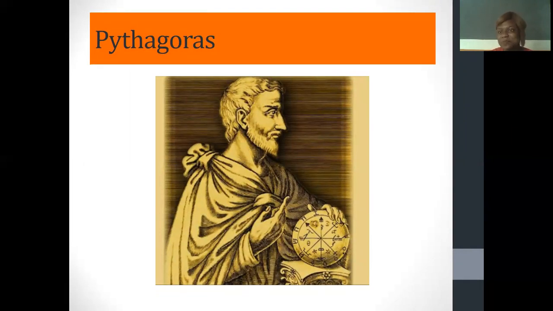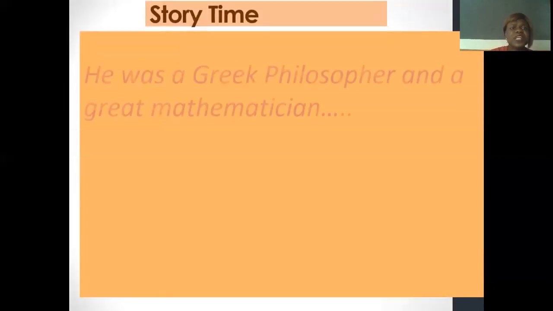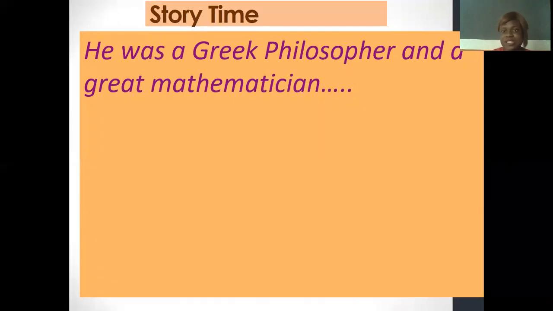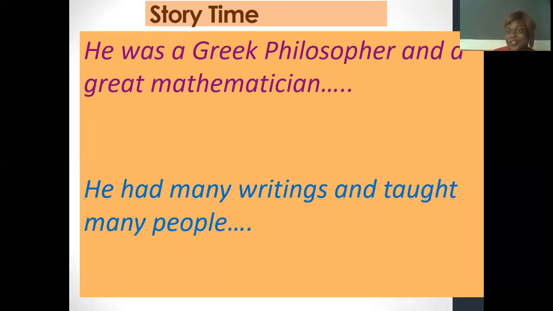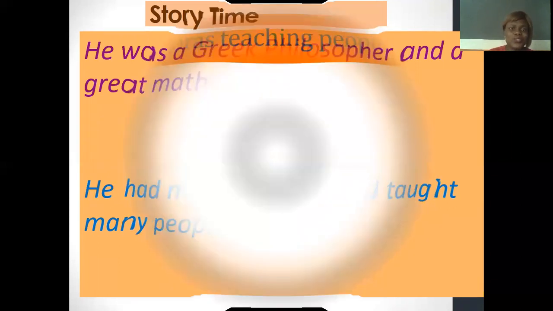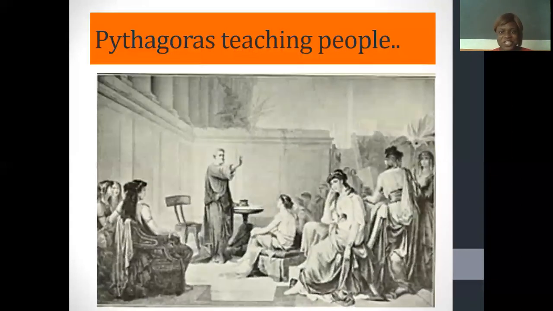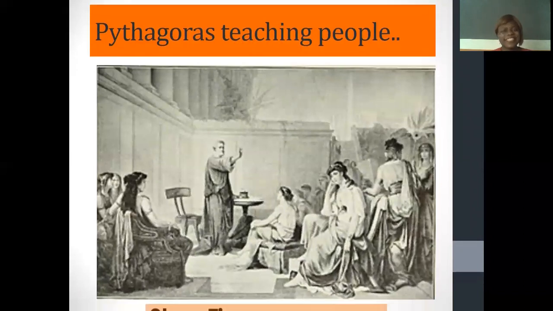This is just an old picture of Pythagoras. He was a Greek philosopher, so he wasn't just a mathematician. He was into so many things, but there's a reason why the most important thing we know him for is in math, and that's what we're going to discuss today. He was a Greek philosopher and a great mathematician. He had many writings, he taught a lot of people, and he was versatile. This is just a picture of him teaching some people.